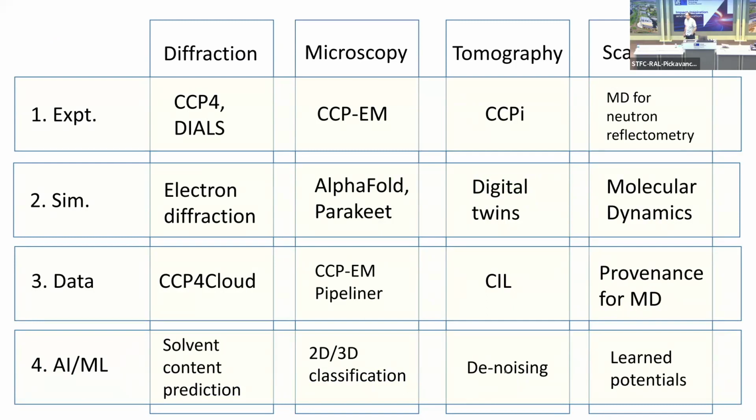Down the left-hand side, the kind of operations that we do. So we're dealing with experimental data, doing modeling and simulation, handling data and metadata, and then there's a ubiquitous machine learning. And along the top, there are roughly the kind of experimental techniques that we would be concerned with: diffraction experiments, microscopy, tomography, and then scattering, thinking about reflectometry and small angle scattering and things like that. And yeah, there's a nice matrix there. We have probably projects in each element.